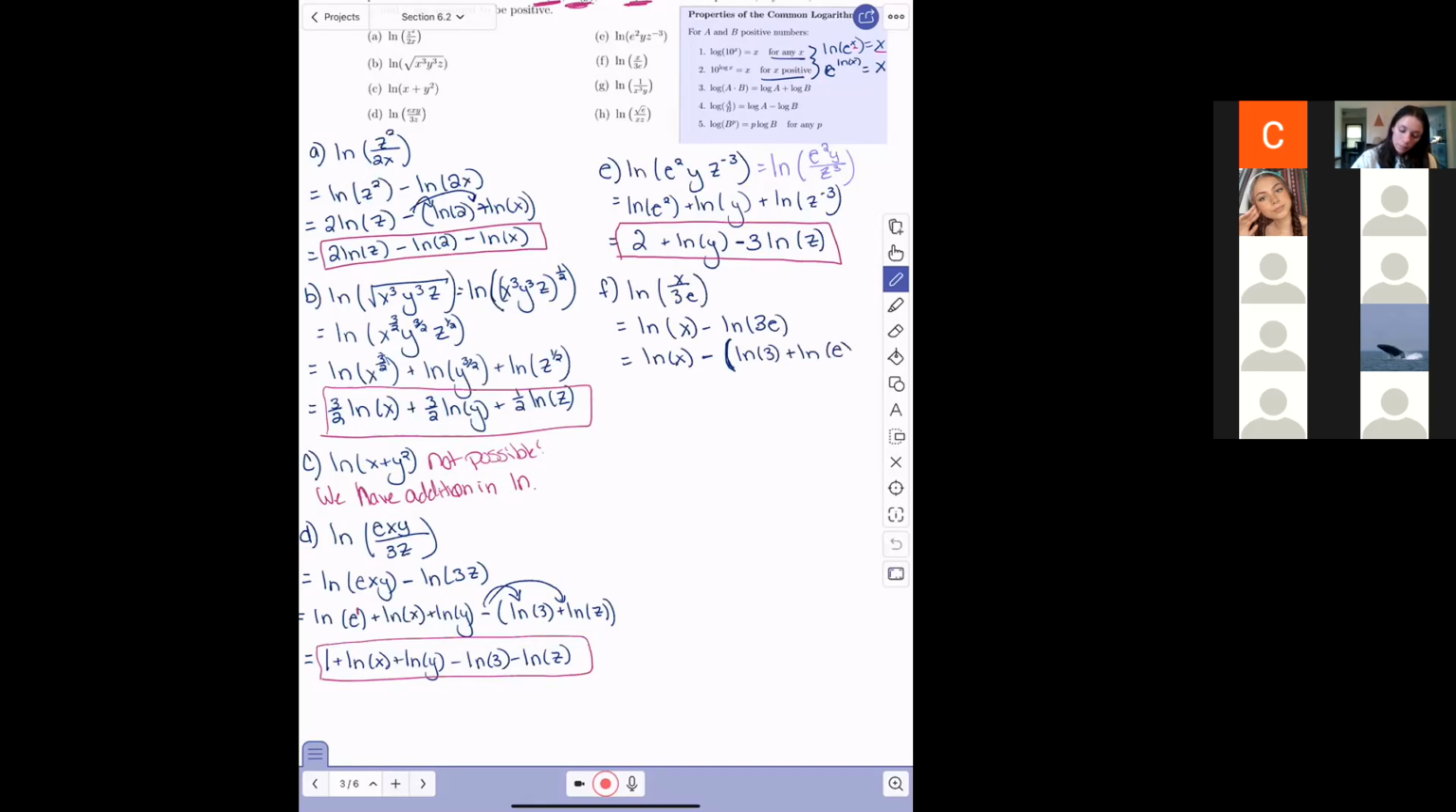We could go ahead and I'm going to distribute this negative sign and also simplify my last term. So we have the natural log of x minus the natural log of 3 minus, what is ln of e equal to again? 1. Good. And this is your final answer here.